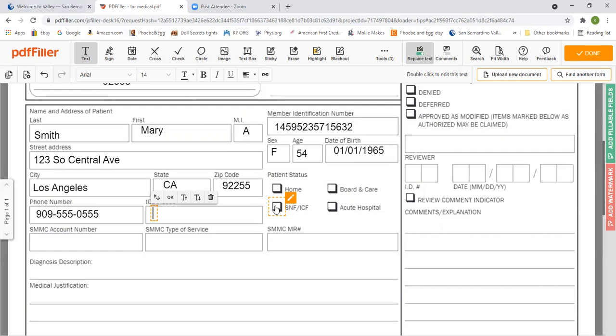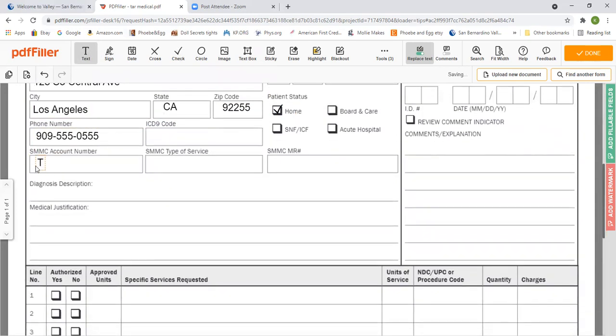Board and care, a lot of times they can leave and go shopping and come back, and they're just given meals and things. But a skilled nursing facility is where they might need IVs or someone to take care of them physically. So in this case, we're going to say our patient still lives at home. So I want a check mark there. SMMC account number, SMMC type of service, and SMMC MR number. We're not going to worry about that right now.